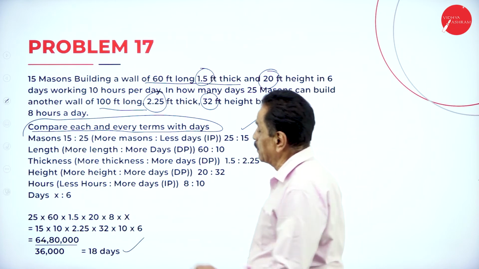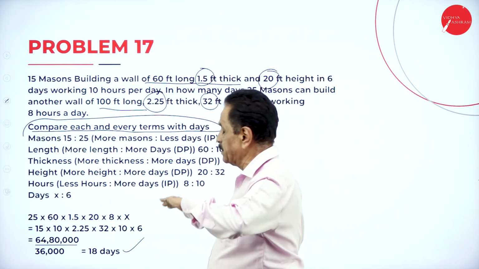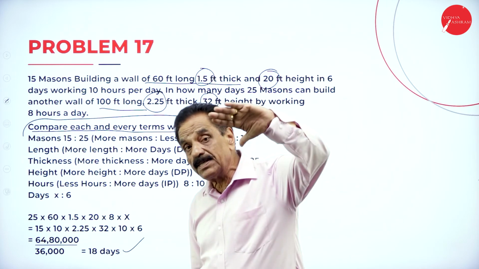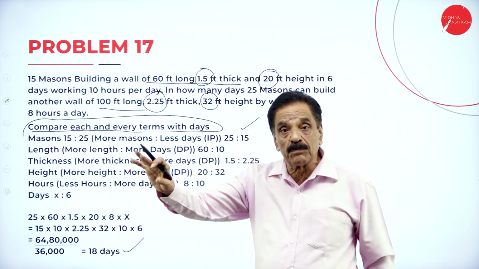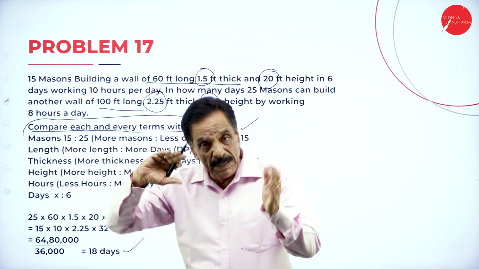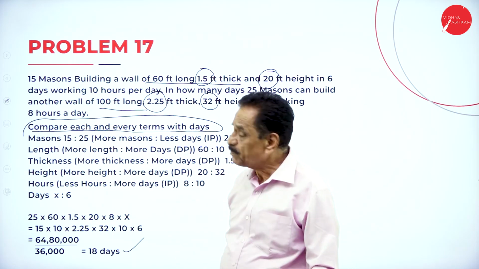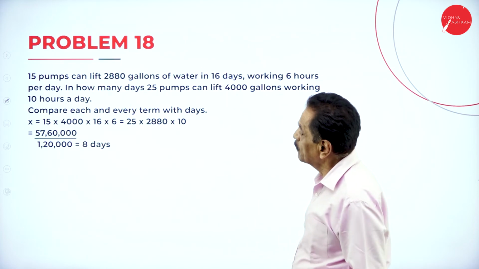You have to see that if it gives less days, it is inversely proportional. Same increasing level, directly proportional. Write it the same way. By chance if it is inverse, you have to write the reverse, that's all. We'll move on to the next one.